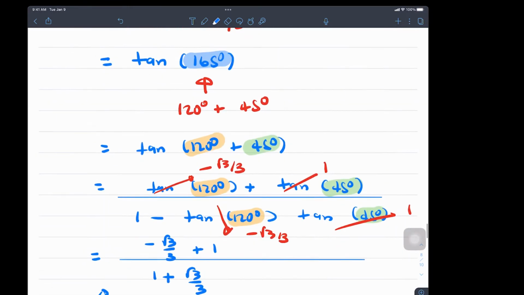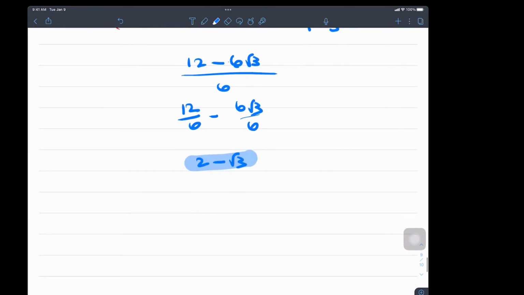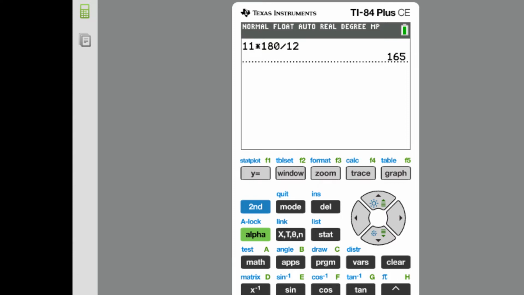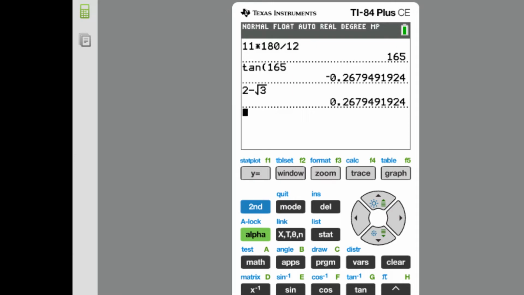Let's double check. How do we double check? Do you guys know? What if you said, I want to double check on my homework, tangent of 165. Go to your TI. Tangent 165, okay? And then I get 2 minus the square root of 3. Same. The one we did earlier is tangent 15. So let's try that one. Where's tangent 15? Okay, so this one, we're going to find an error here.